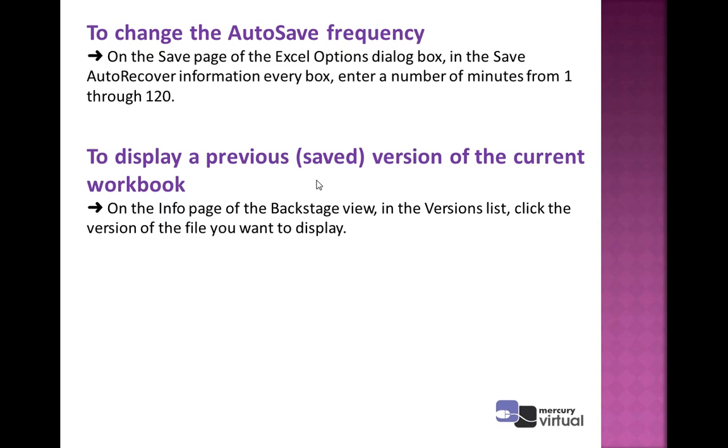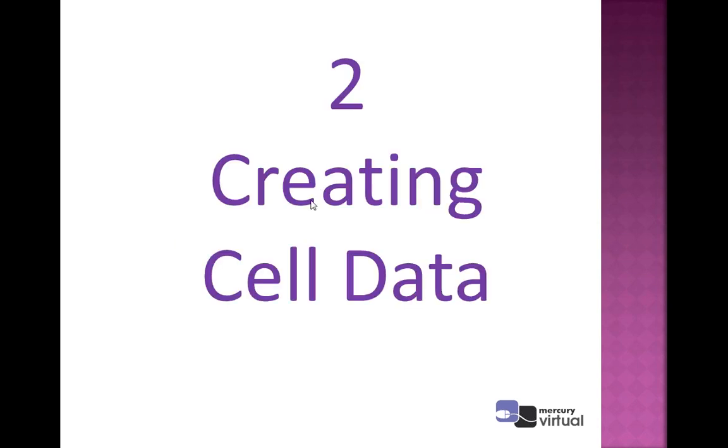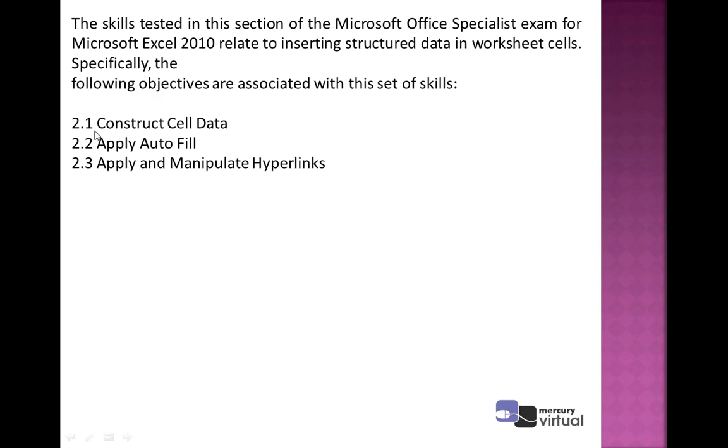We have also covered chapter number 2, that is how to create cell data. Means how to create the data that is available for the cell, how to enter the data. This chapter contains 3 parts. 2.1 is construct cell data. The second one is apply autofill. The third one is apply and manipulate hyperlinks.